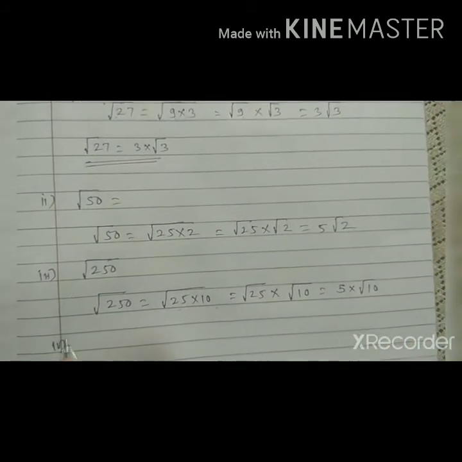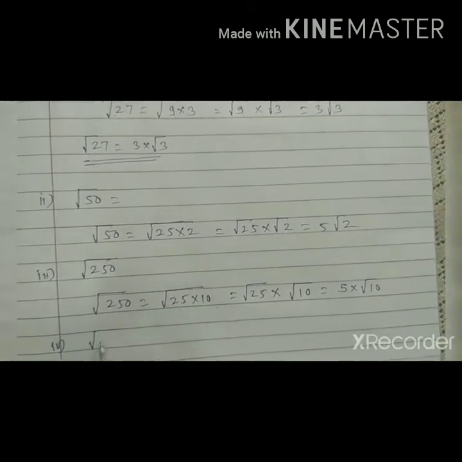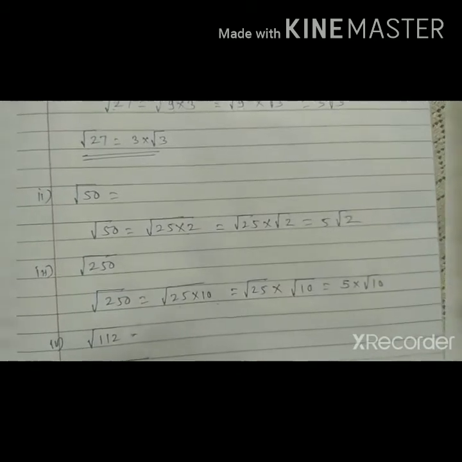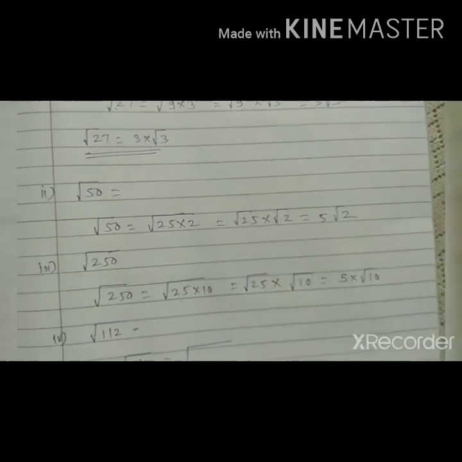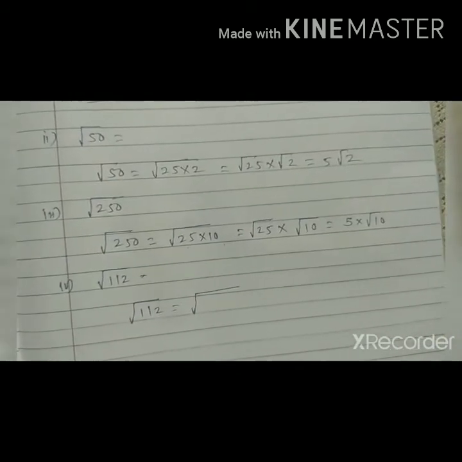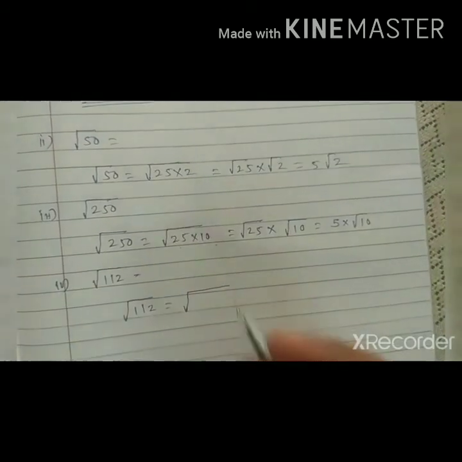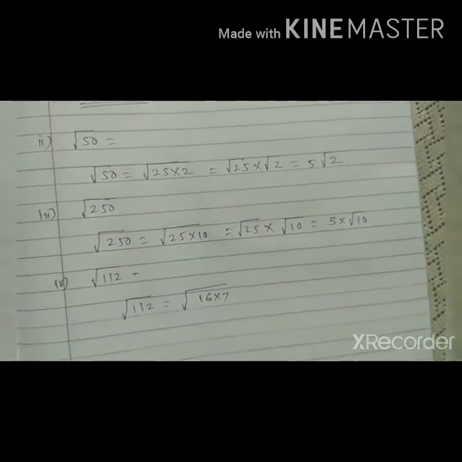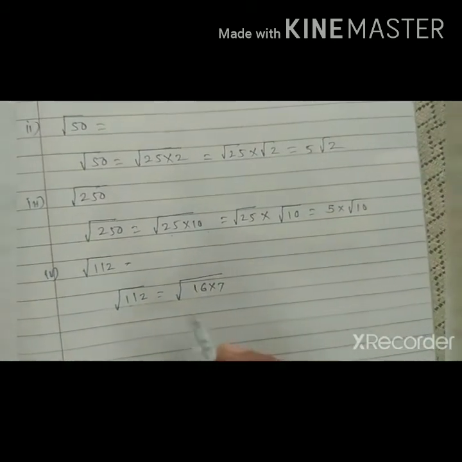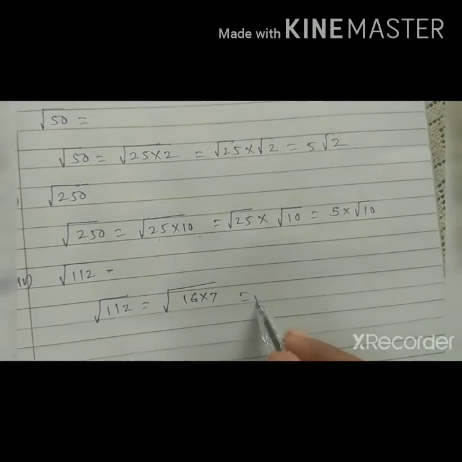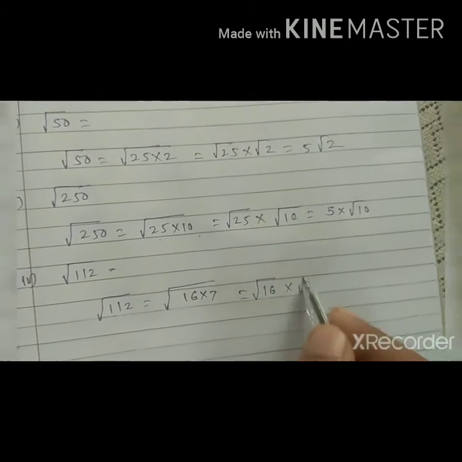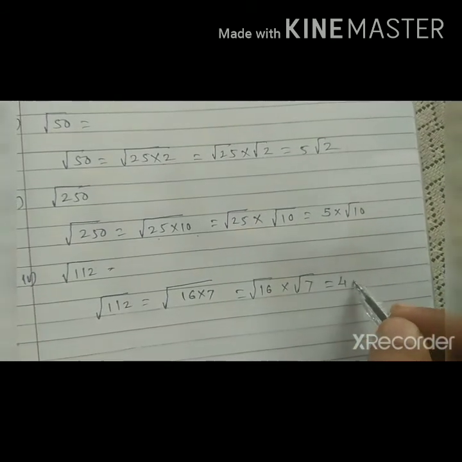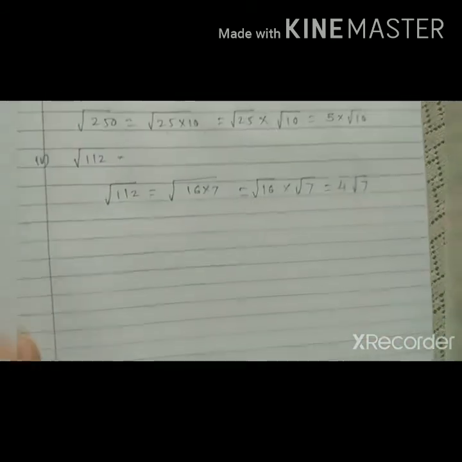Fourth, square root 112. यहाँ पे क्या आ जाएगा, किसके टेबल में 16 into 7. 16 sevens are 112. So 16 into root 7. Root 16 is 4. So 4 into root 7.